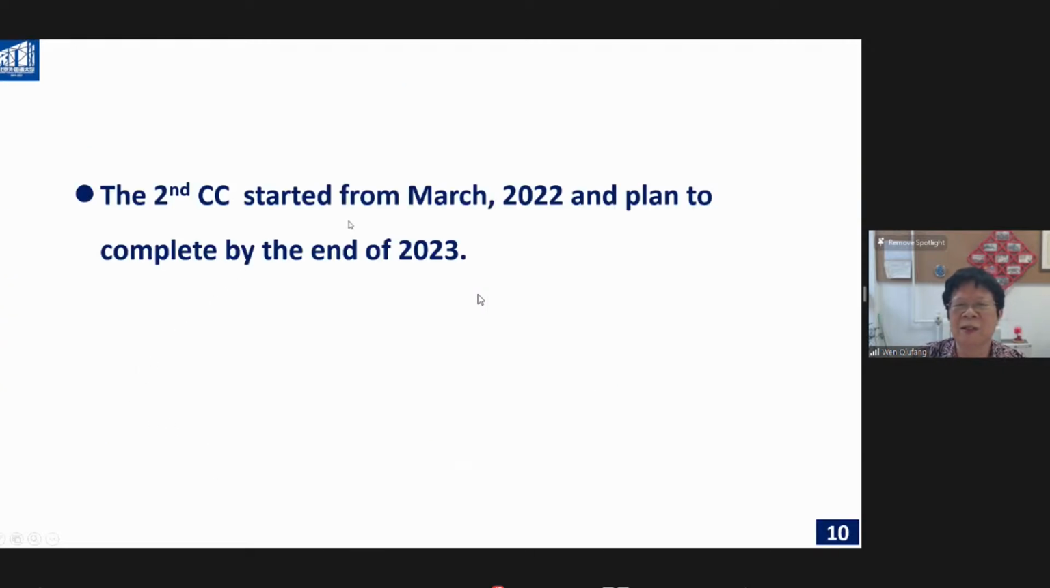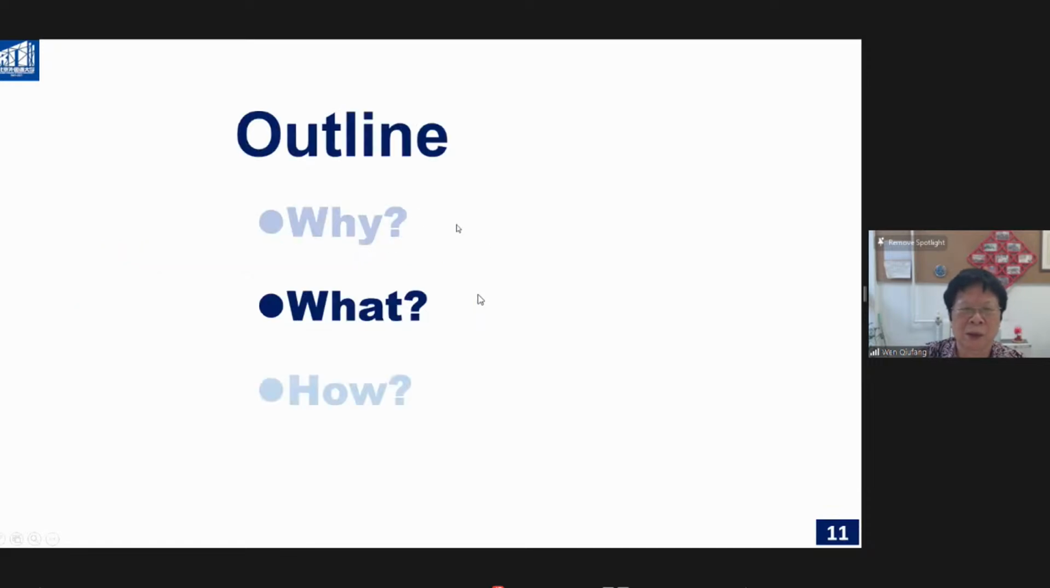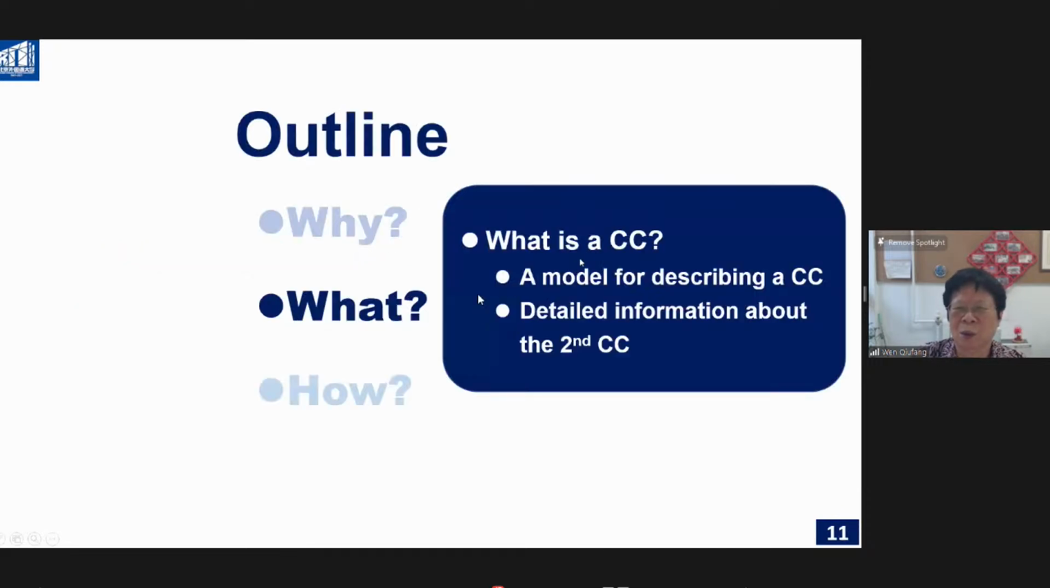Now, the second CC started from March this year and plan to be completed by the end of 2023. And the third one will start from 2024. Now, today, my talk will focus on the second one. Now, okay, what is the CC? First, I will give you a model for describing a CC. Then I give you detailed information about the second CC.